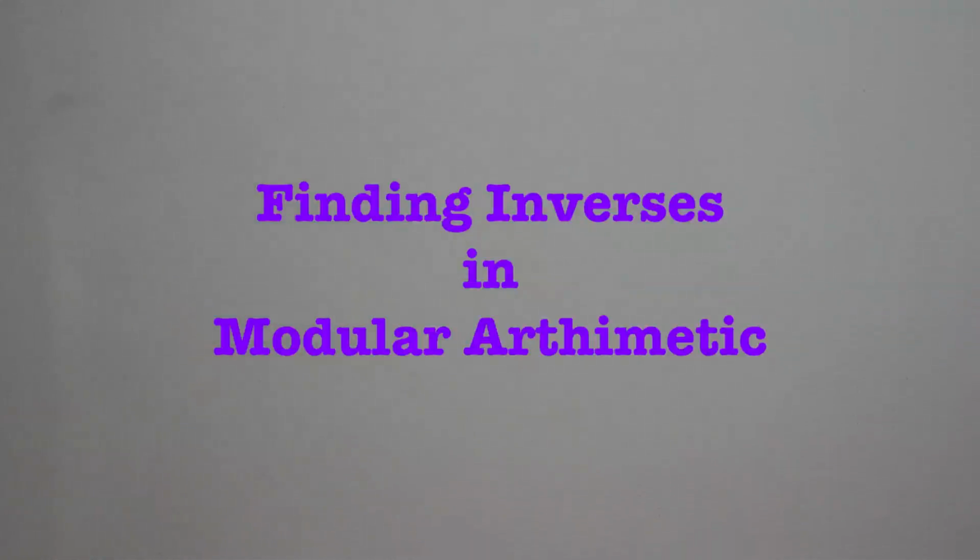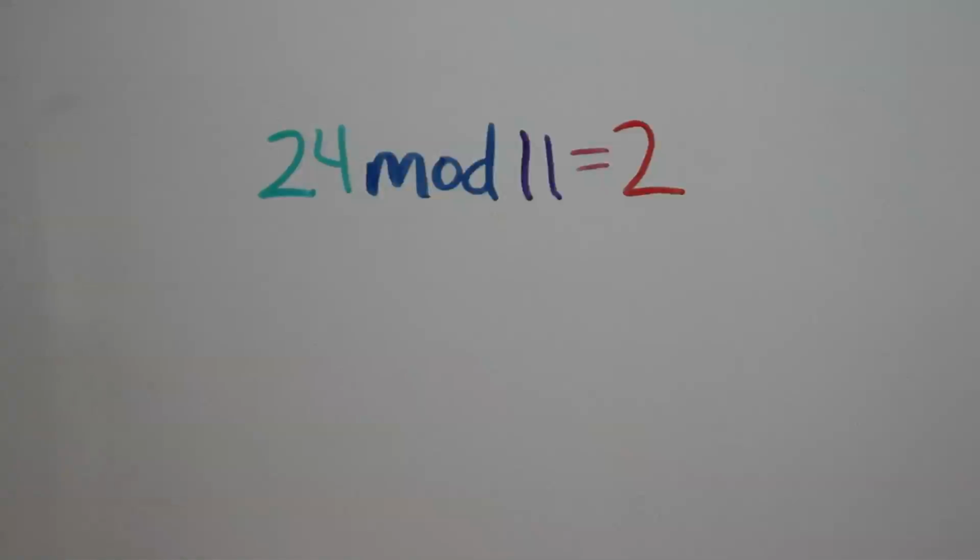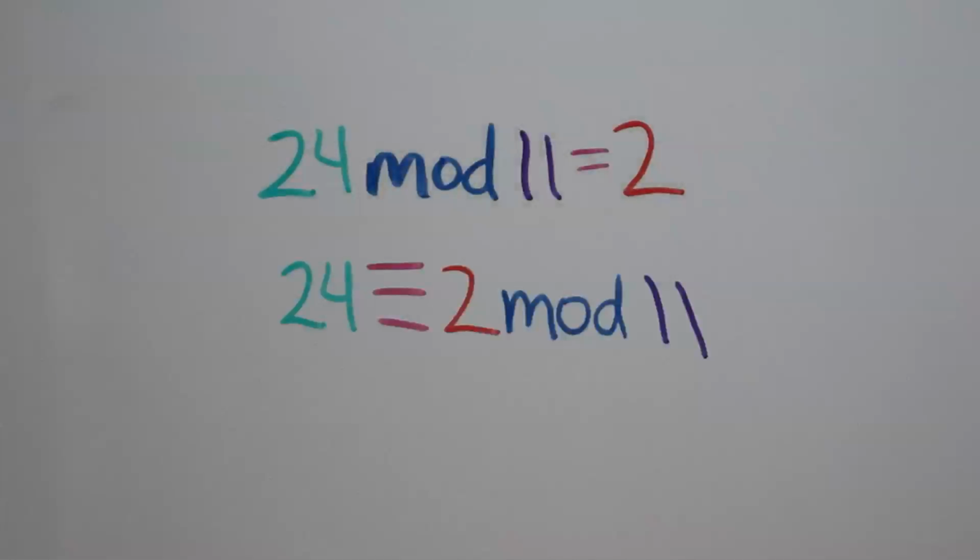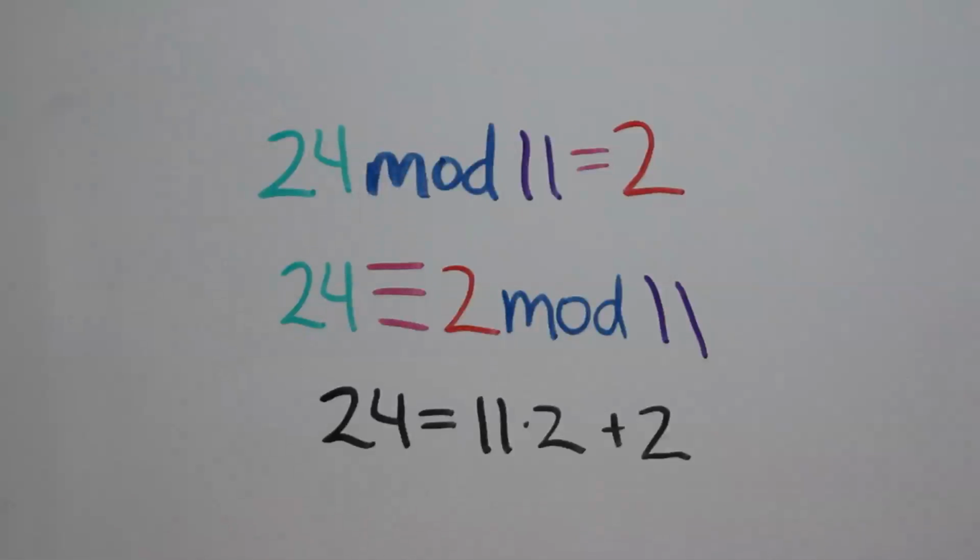Okay, so in this video today we're going to be looking at finding inverses in modular arithmetic. So how about we start with a review first of mod real quick. We have an example, 24 mod 11 equals 2, which can also be written as 24 is equivalent to 2 mod 11. You can see that broken down. 24 equals 11 times 2, which is 22, plus 2. So it's a multiple of 11 with a remainder, which is equivalent to what it's equal to in mod.